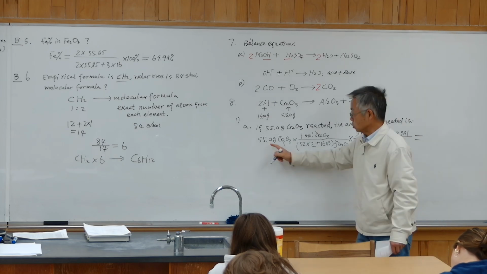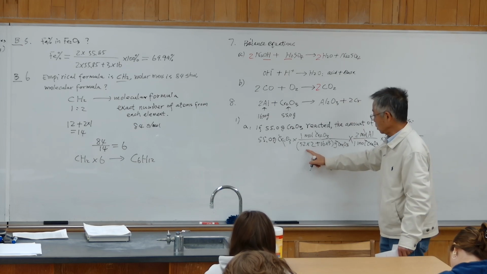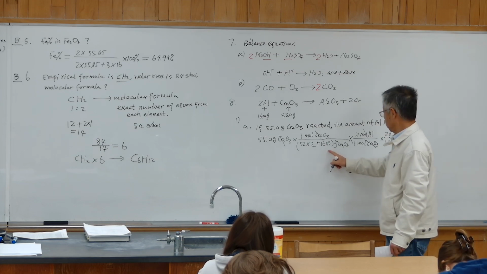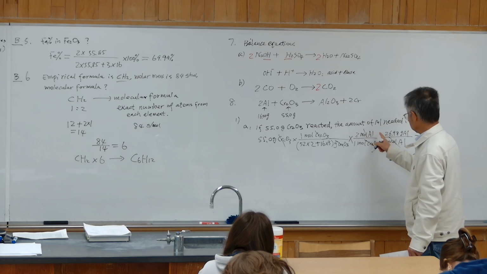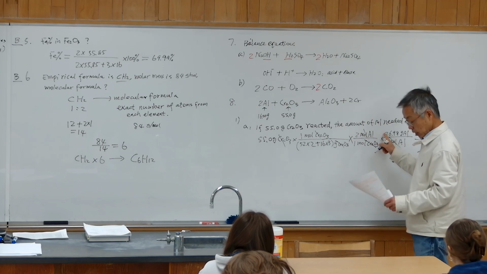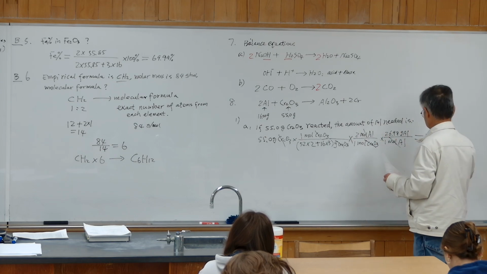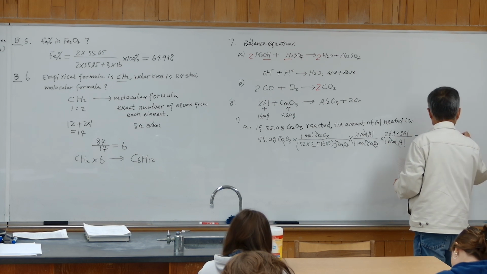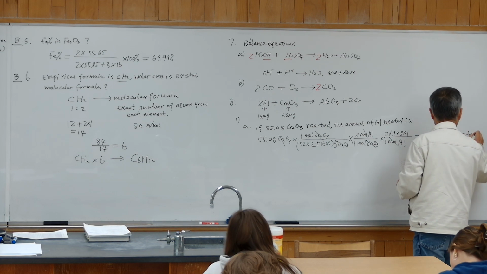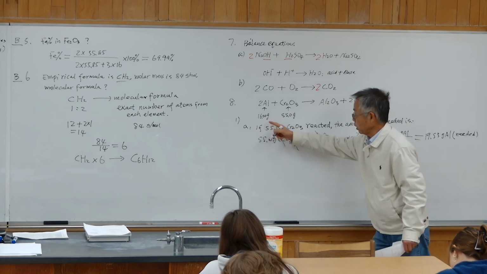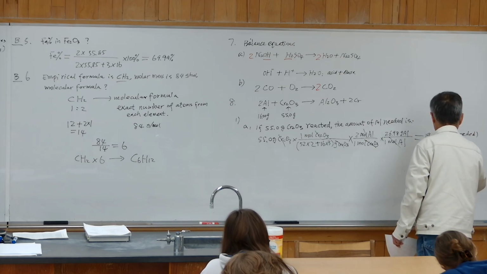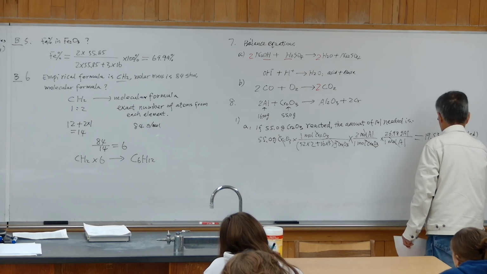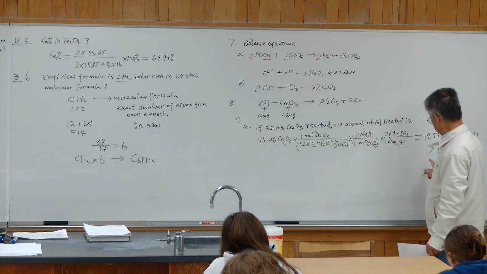So use your calculator: 55 divided by 152, multiply by 2, multiply by 26.98. This gives you the number 19.53. This is the amount of aluminum needed, and the amount we have is 16 grams. So the amount needed is greater than the amount that we have.